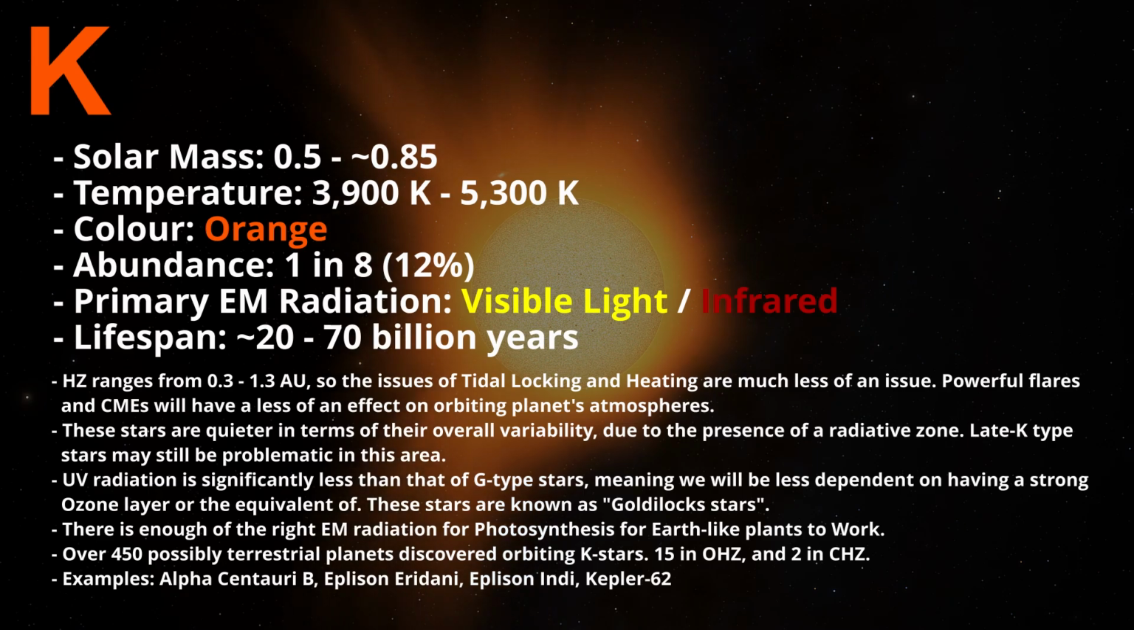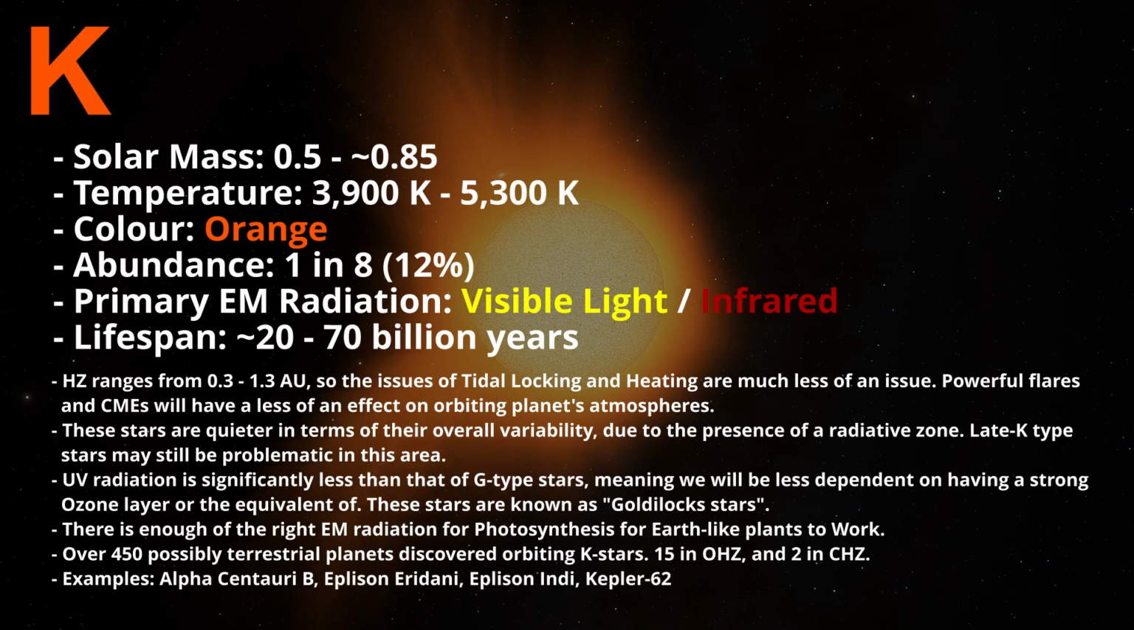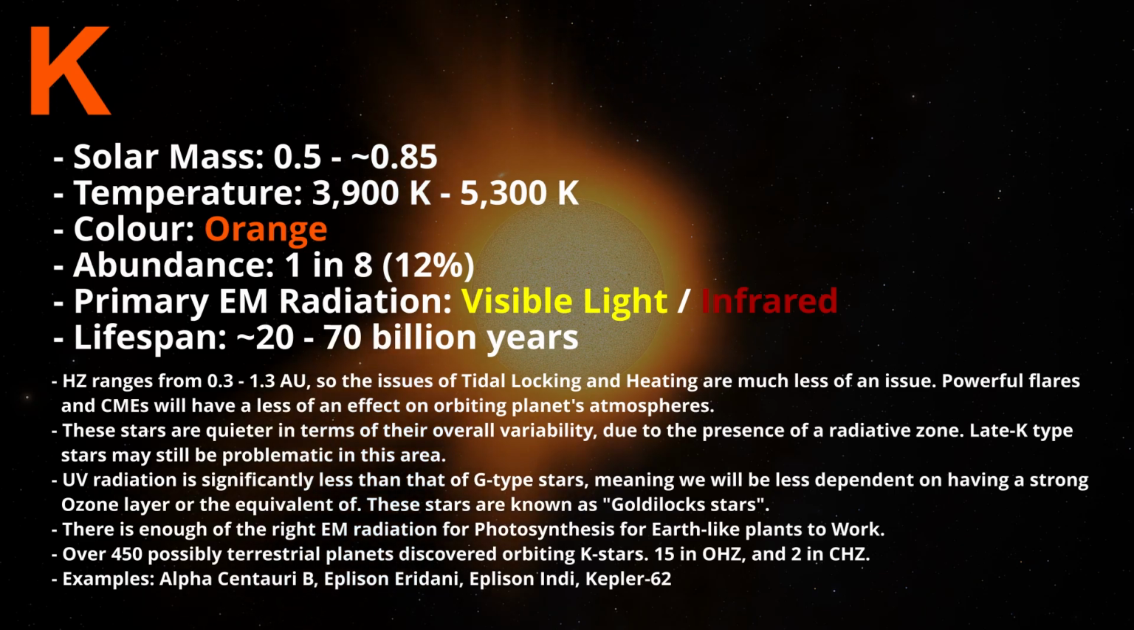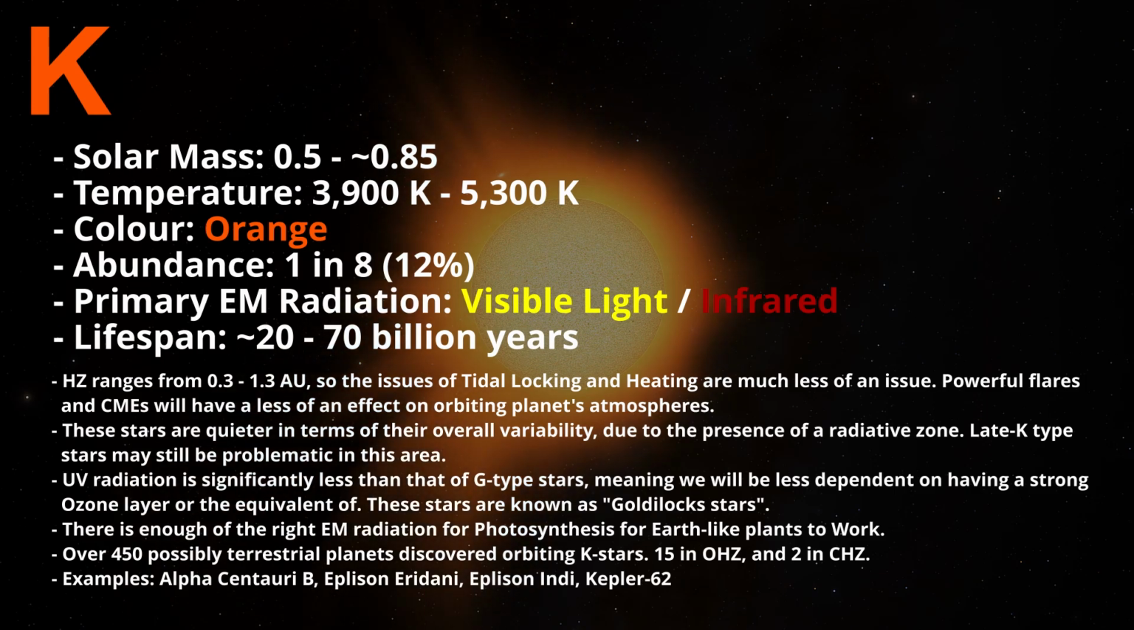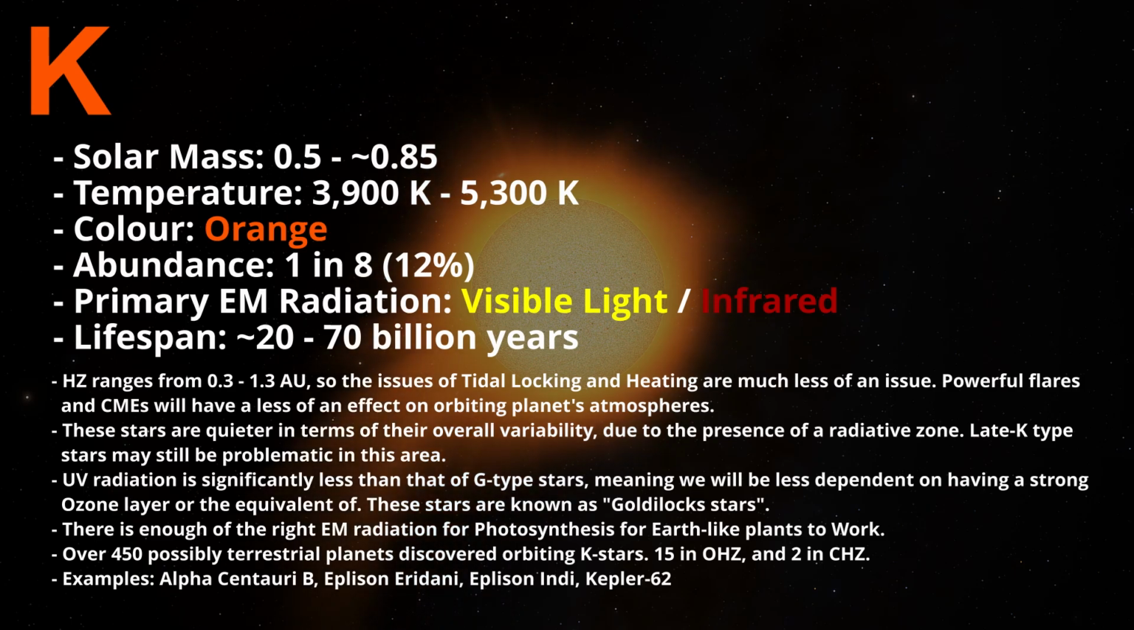Depending on their mass, they are projected to live between 20 and 70 billion years, meaning not a single main sequence star in the universe of this type has died of old age. This is plenty of time for life to possibly develop if they are, of course, not positioned in a dangerous area of the galaxy. Habitable zone planets orbit far enough away, roughly 0.3 to 1.3 astronomical units, which avoids the possibility of tidal locking, and the threat from powerful flares is also diminished because of this.